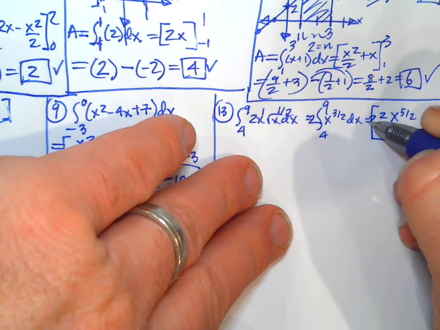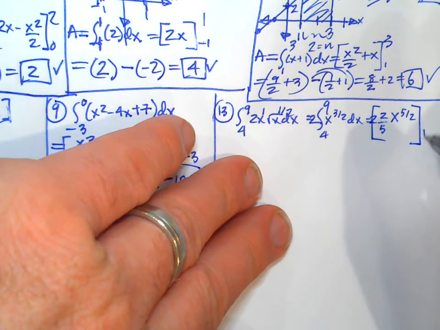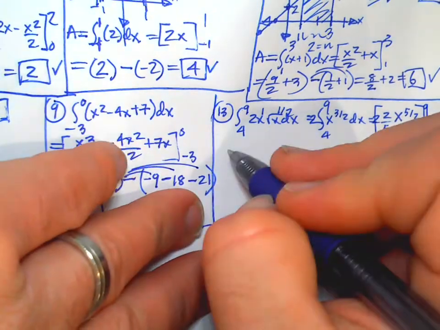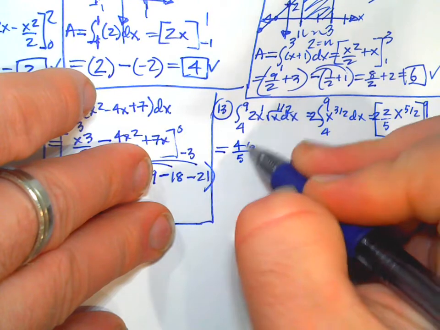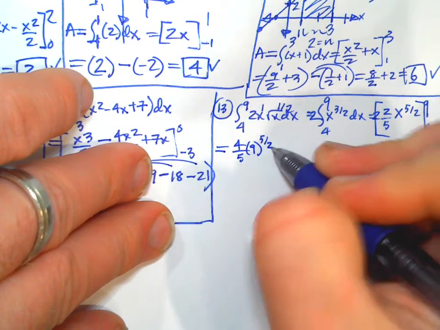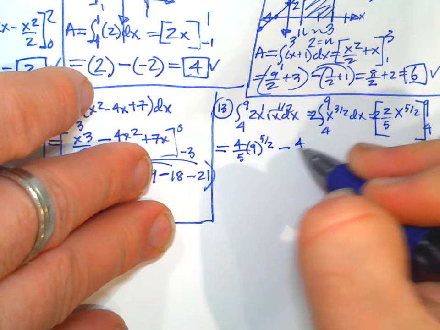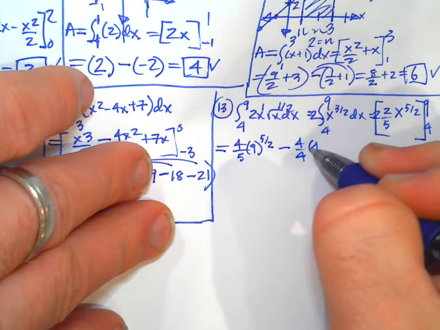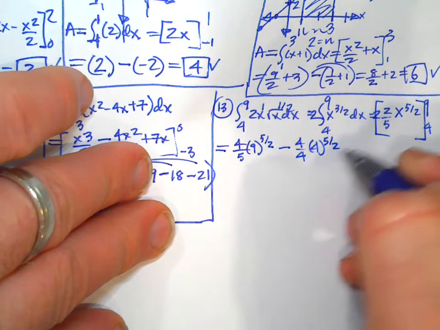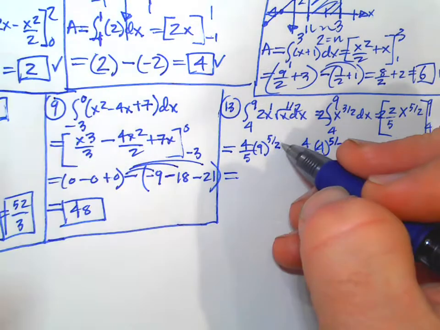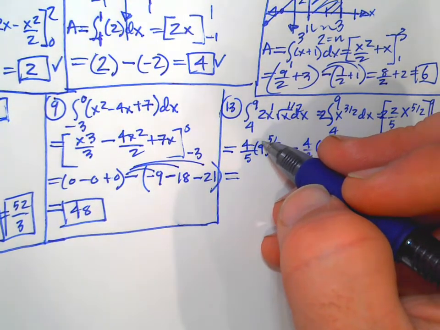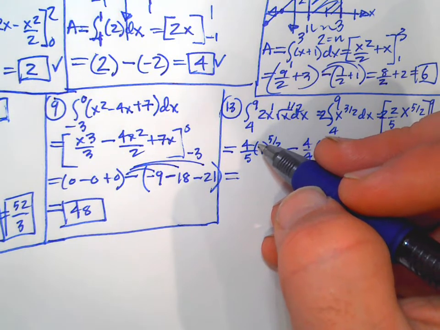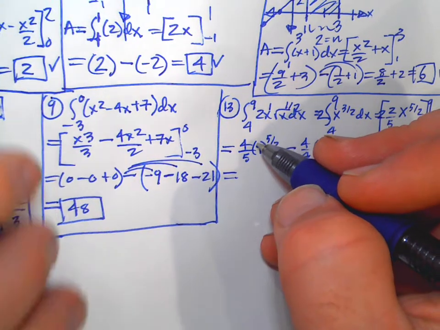There's also the 2, from 4 to 9. So if we plug in 9, this is going to be 4/5, you plug 9 in, 9 to the 5/2, minus 4/5, 4 to the 5/2. Okay, so the square root of 9 is 3 to the 5th power. Jeez. 3 to the 3rd is 27, 3 to the 4th is 81, 3 to the 5th is 243.